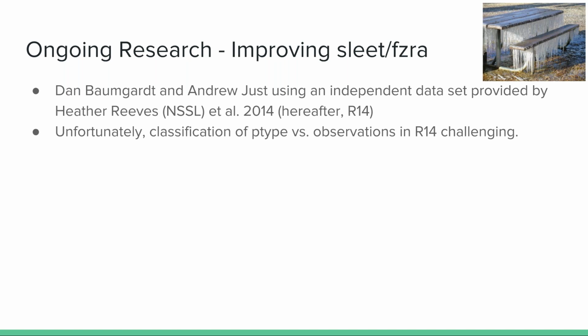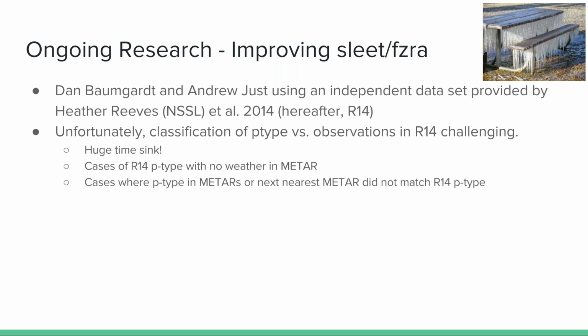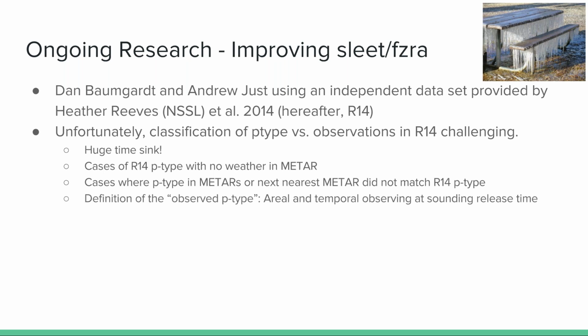But when we looked at the actual data, the classification of precipitation type versus observations has been challenging. As a result, it's been this huge time sink, literally. We've been spending a lot of time trying to figure out what the actual precipitation type is. As we went through some of the data, there were cases where there was no weather in the METAR. Cases where the precipitation type in the METARs or next nearest METAR didn't match the P-type.